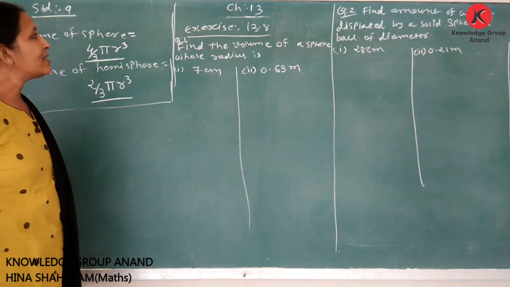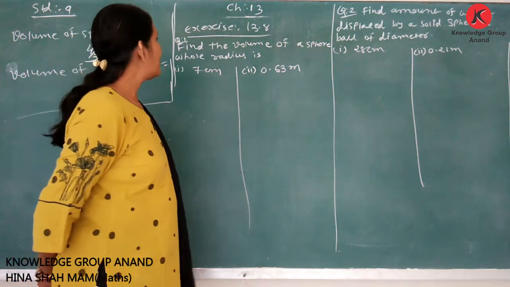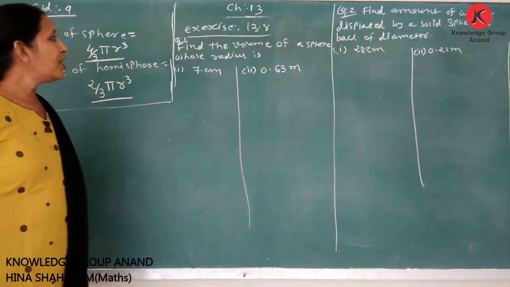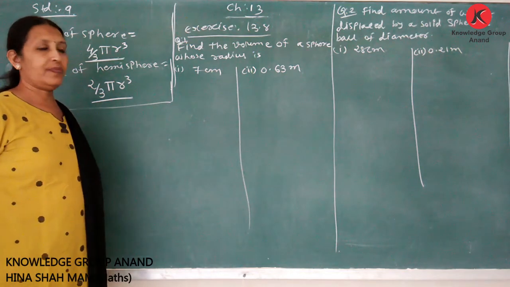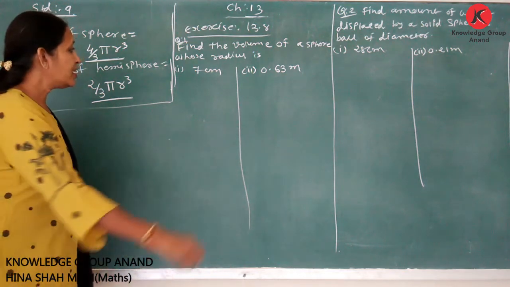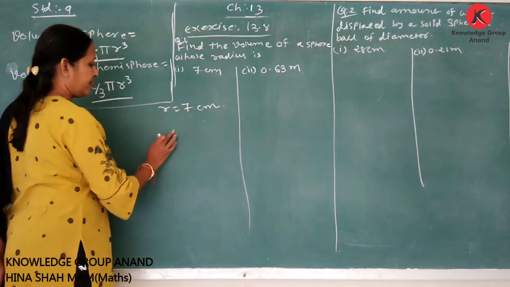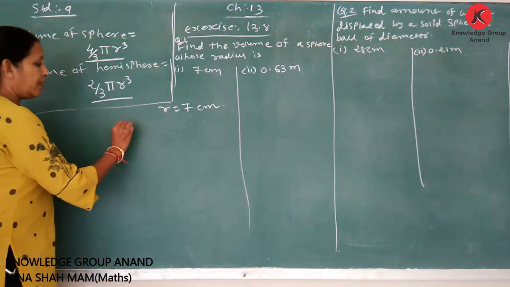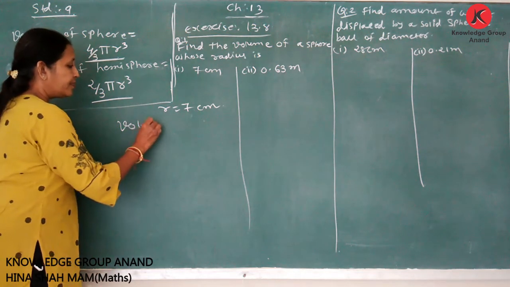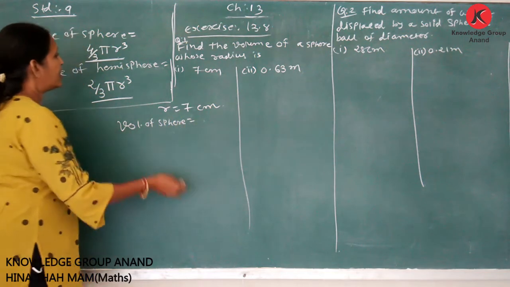Now, exercise 13.8, question number 1. Find the volume of a sphere whose radius is 7 centimeter. In this question, r is equal to 7 centimeter. Find its volume. Volume of sphere. What is the formula?